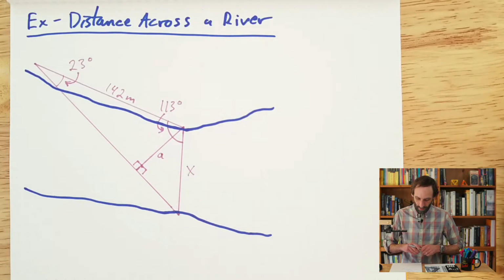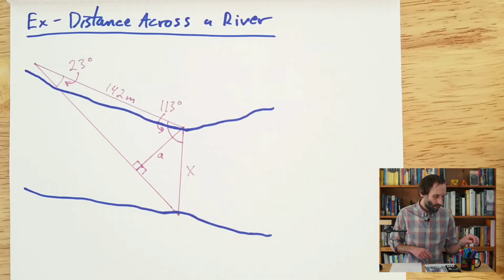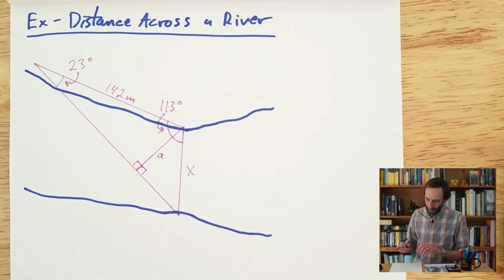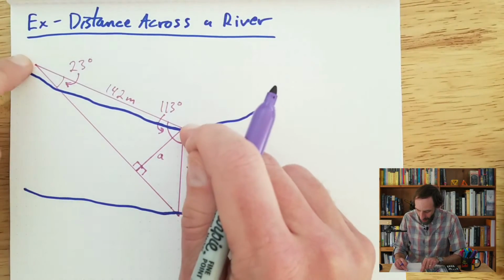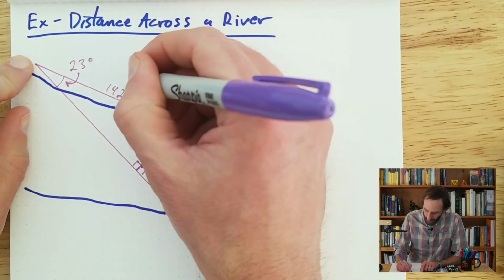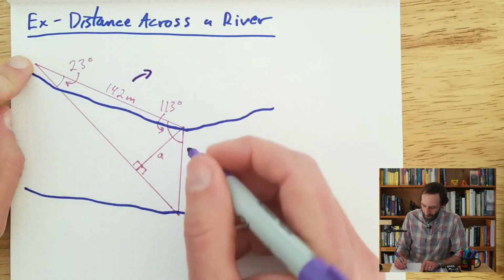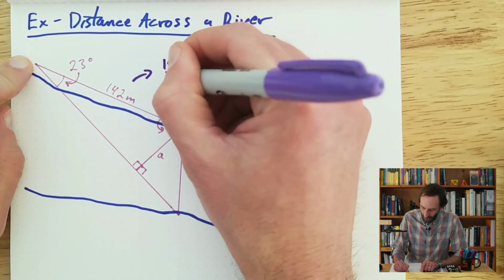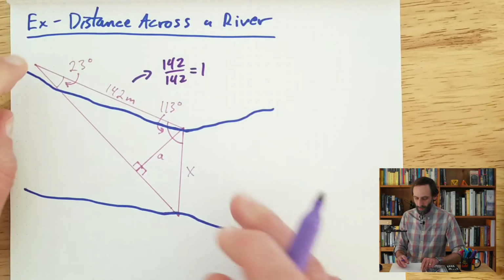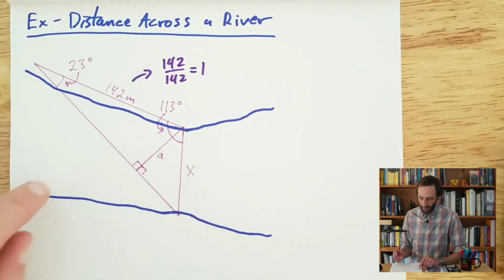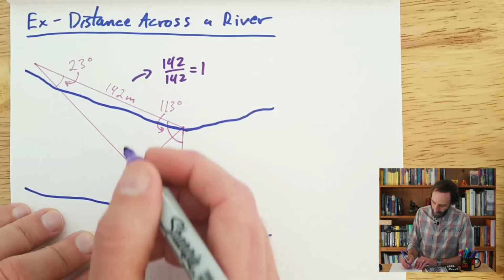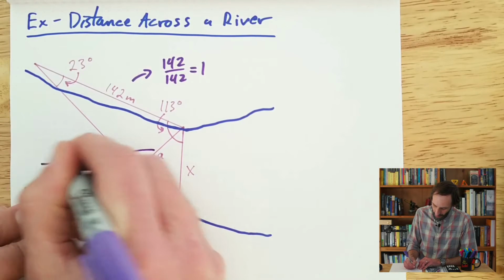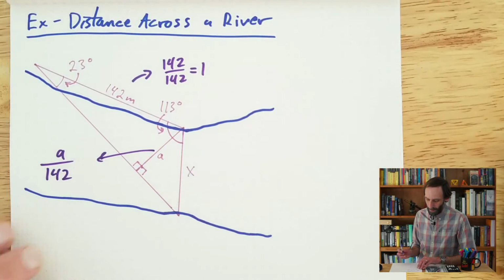And if I look at this triangle, let's write out the information we have. This is my hypotenuse, and so let's divide both of these by the hypotenuse at the outset. So we have 142 divided by 142 is of course 1. We're scaling this down to a unit right triangle. And then over here, let's scale that down too. So we have a over 142.